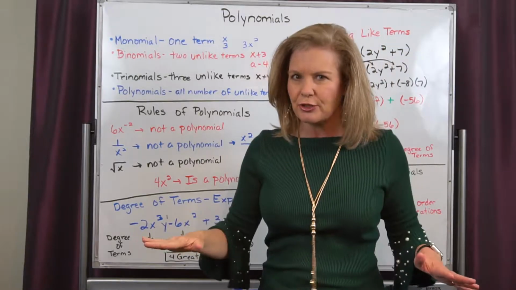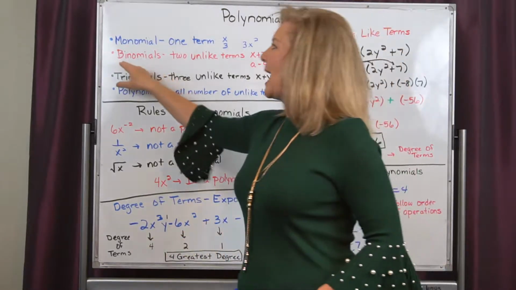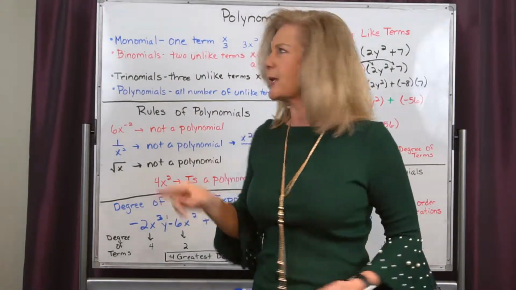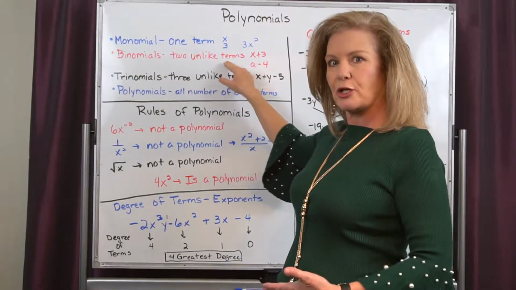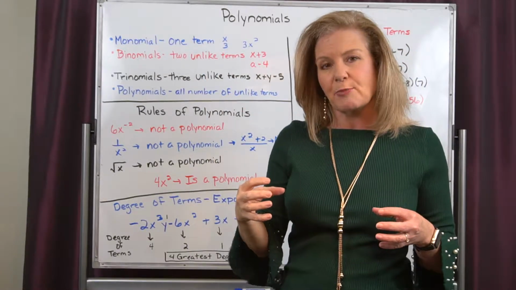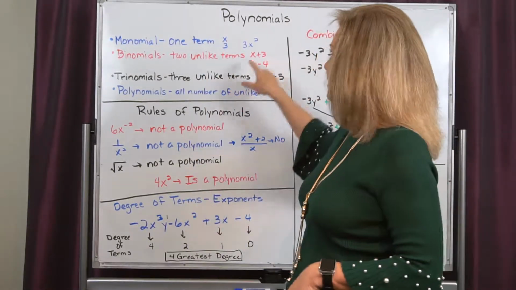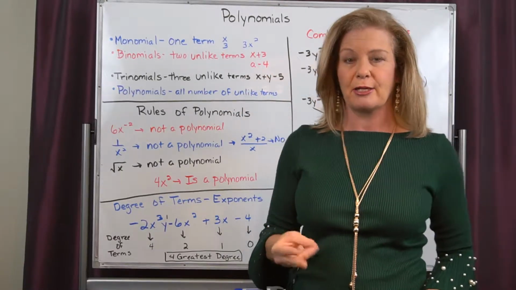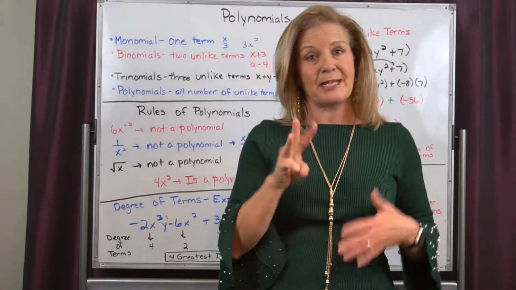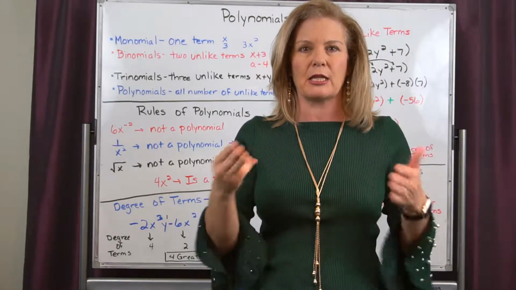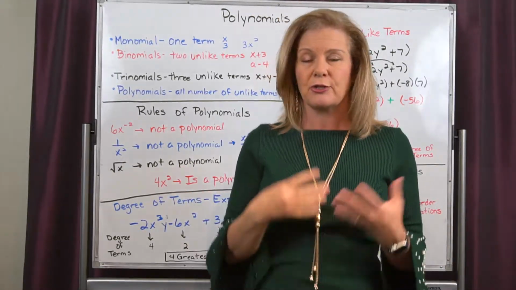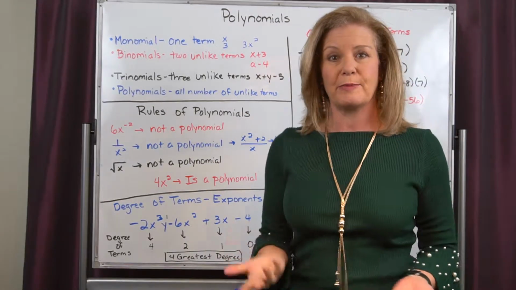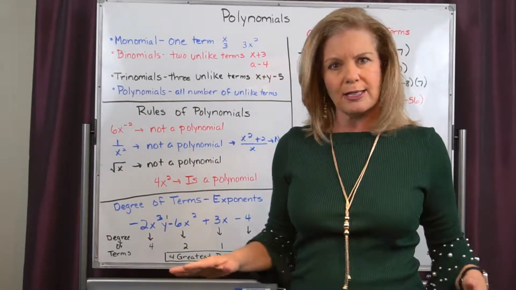Notice there are no addition or subtraction signs. A binomial, bi means two, means we have two terms. So we have two unlike terms that are put together in an expression using addition or subtraction. So x plus 3 is a binomial, a minus 4 is a binomial. Now trinomial simply means three. So we have three unlike terms that are put together using addition or subtraction. So x plus y minus 5 would be an example of a trinomial. And these are all expressions.